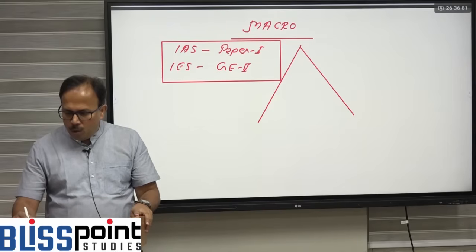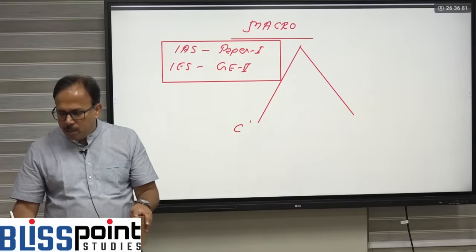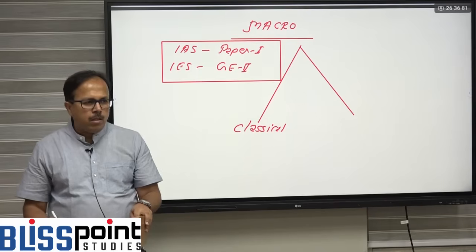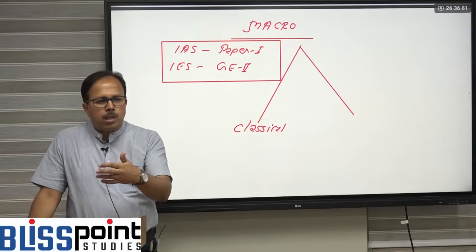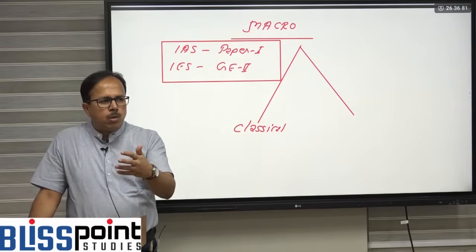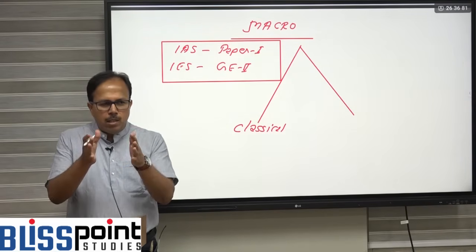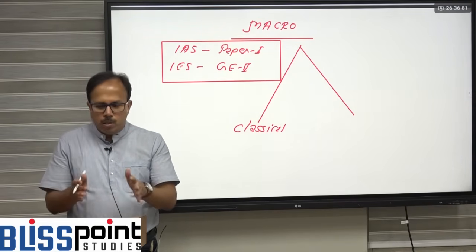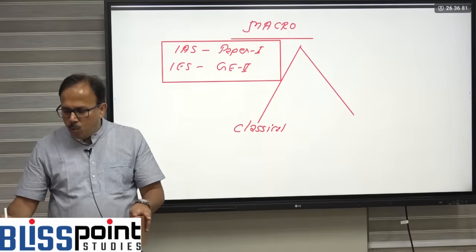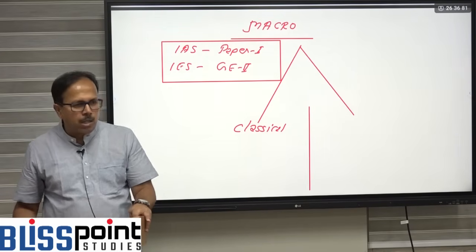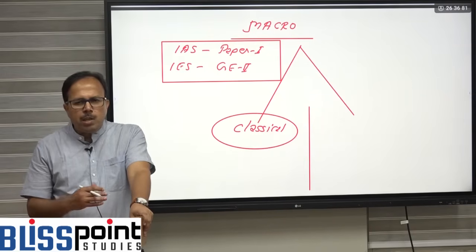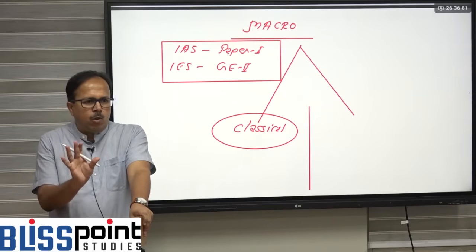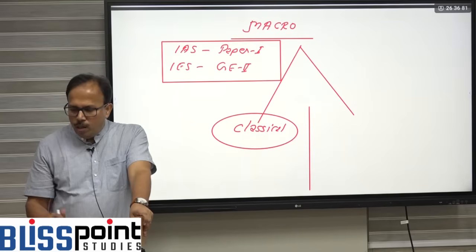One part of macroeconomics, which is traditional economics, is collectively called classical. Classical follows certain basic principles. They have their own assumptions and their own conclusions. So first we have to understand what argument is provided by the classical and what assumptions are followed by them. There are many economists in the classical school, but collectively you call them classical economics.